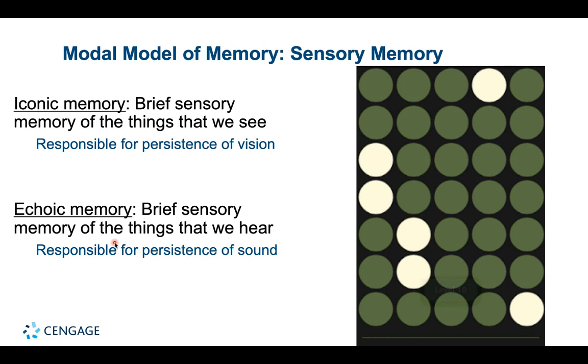We have two types of sensory memory. The first is iconic memory. So this is brief sensory memory of things that we see. It's responsible for our example we just saw, the persistence of vision. And then we have echoic memory, which is basically the same thing, but for things that we hear. It's sensory memory for sound and the persistence of sound. This is the place where we keep sensory information for a very brief and short amount of time.